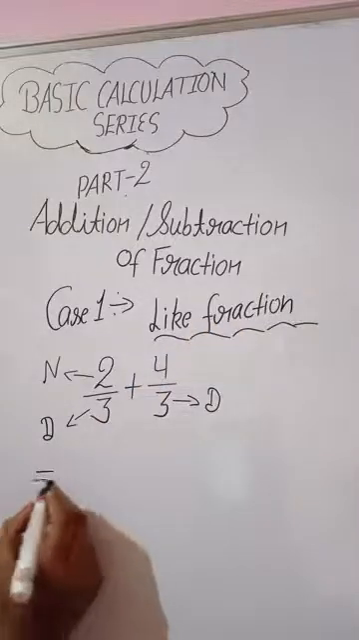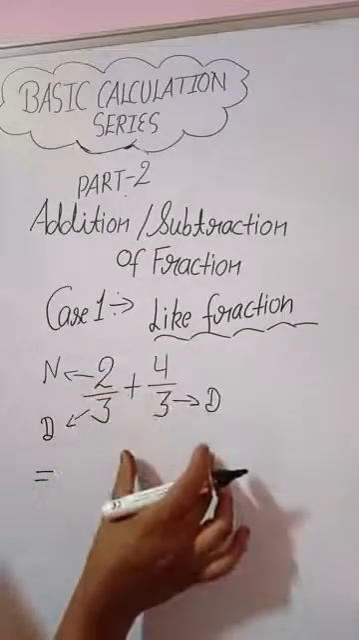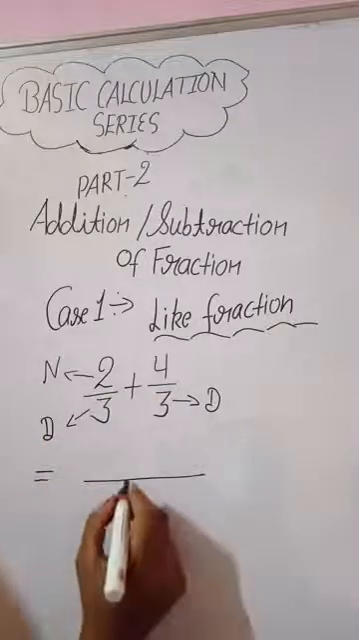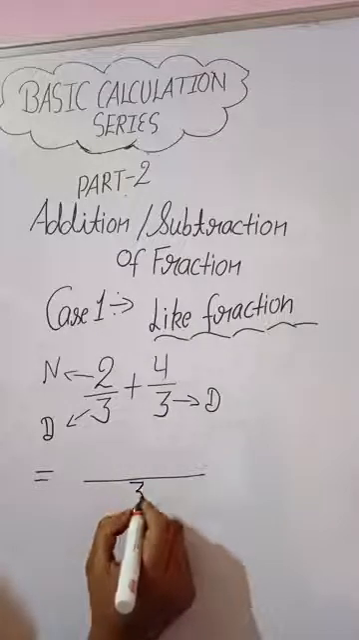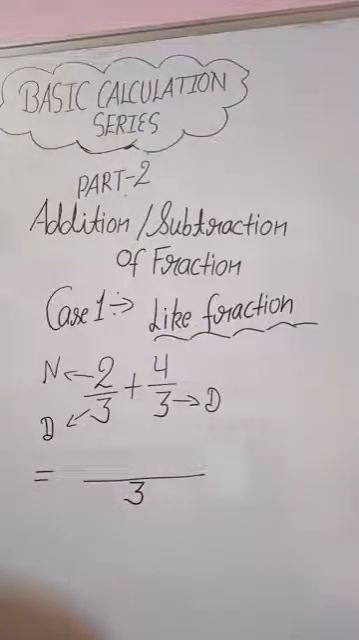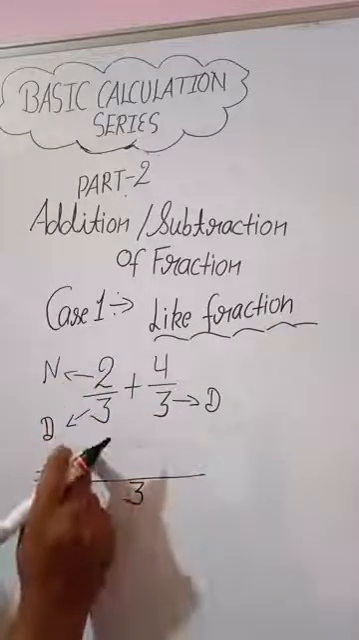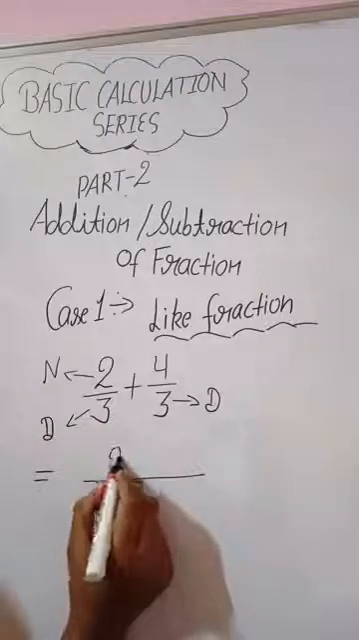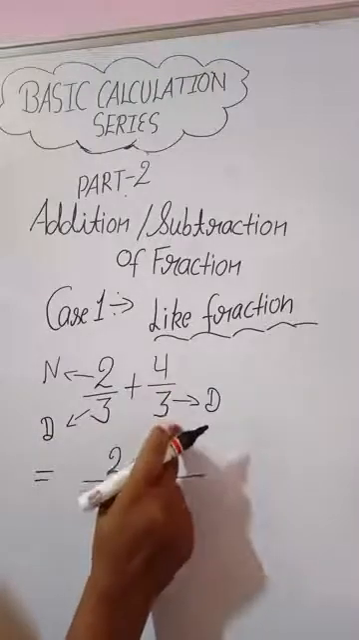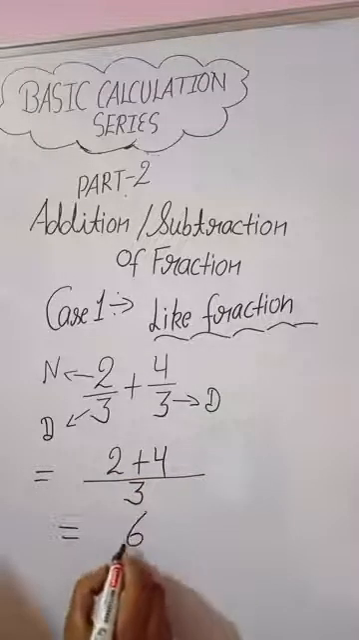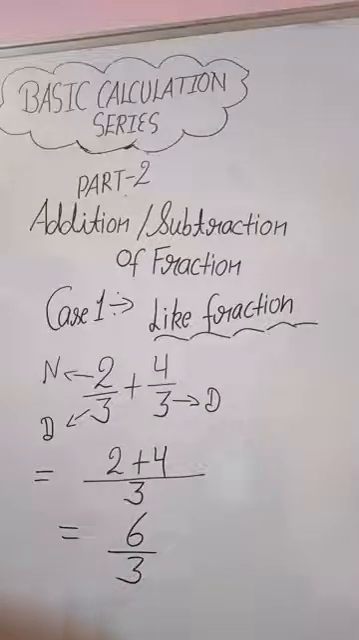So how do we add these two fractions? If the denominators are the same, then in the denominator we write the same number, that is 3, and in the numerator we add the numerators. The numerator of the first fraction is 2 and the numerator of the second fraction is 4. Now add 2 plus 4. 2 plus 4 is 6/3. So our answer is 6/3.